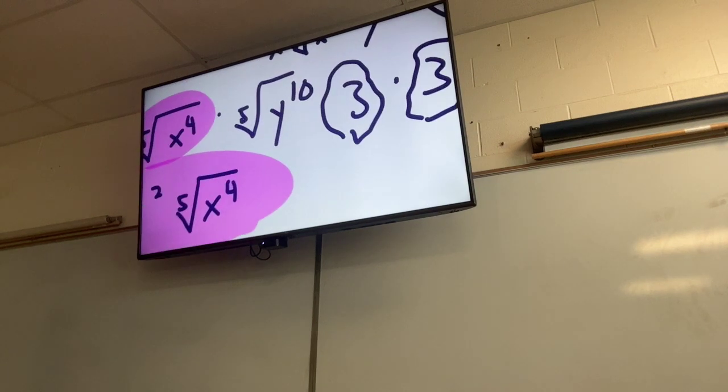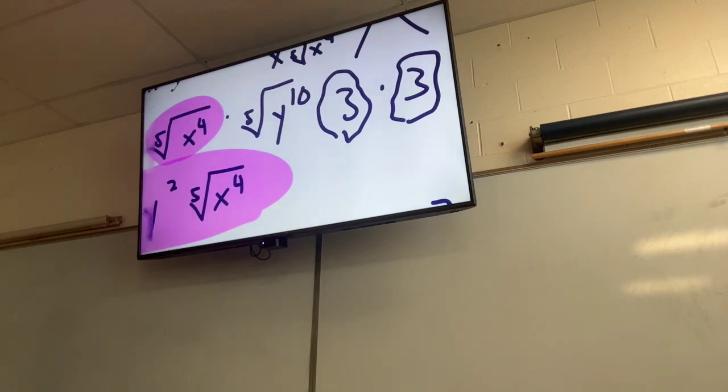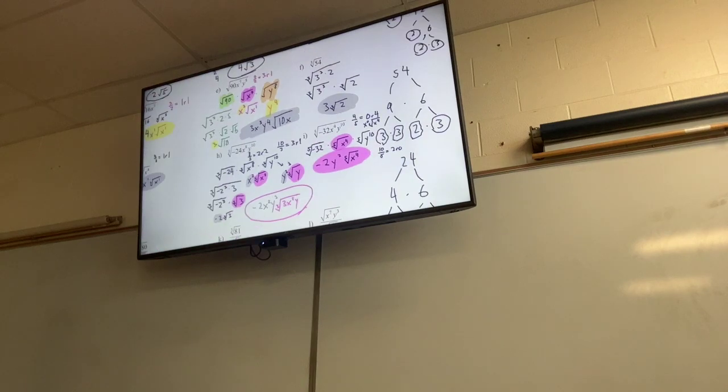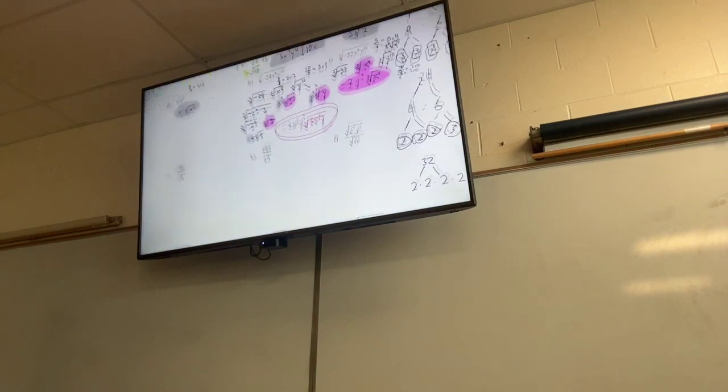Y to the 10, right? So what's 10 divided by 5? With a remainder of 0, right? Which became y squared. Good question. All right, we're almost done.